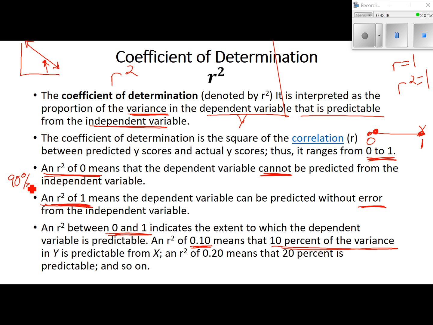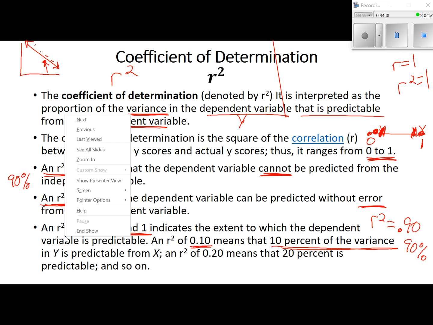So when we're down close to 0 for our R squared, that's not very good. We can't make very good predictions off of it. When we get up into here, if R squared was 0.90, then that means 90% of why these points don't fall exactly on that line can be explained, and only 10% can't be explained.